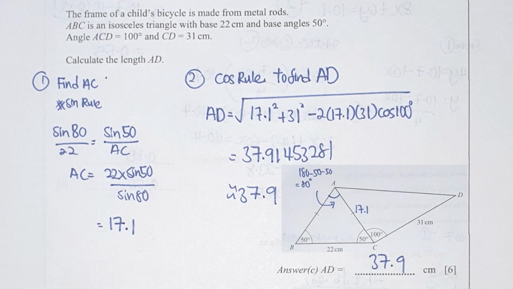Over at section C, the first thing that I did was to identify BAC's value by taking 180 minus 50 minus 50. You will get the result as 80 degrees, and for AC's length, I used the sine rule to identify it. From the sine rule, you will get sine 80 over 22 equals sine 50 over AC. So AC here after the conversion will be 17.1, and using the cosine rule, substitute the values into the respective places, you will get your final result of AD as 37.9.